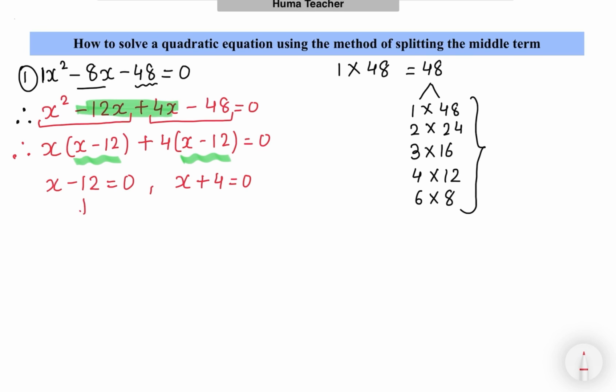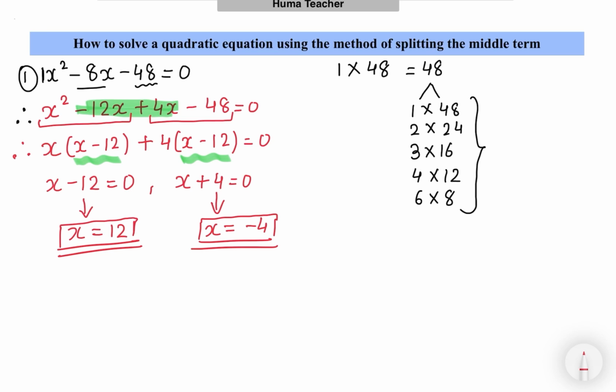Now, from this part, I will get x is equal to 12 as one value of x, and from this part, I will get x is equal to minus 4 as one value of x. And as we can see, we get two values, that is two zeros, and these are the answers of our question. That is x is equal to 12 is the 0 and x is equal to minus 4 is the another 0.